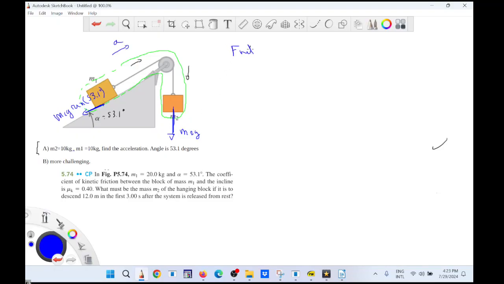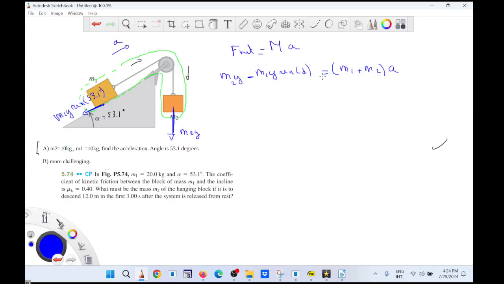So the net force equals the mass times the acceleration. The net force will be the driving force of M2G minus whatever is opposing the motion. So that will be M1G sine alpha. The total mass is M1 plus M2, and you have the acceleration.